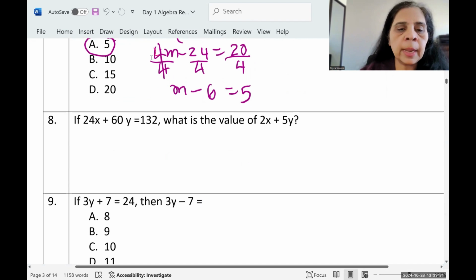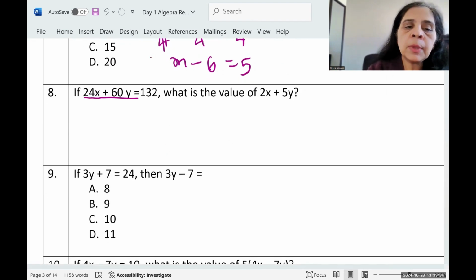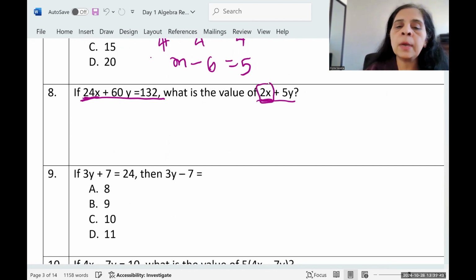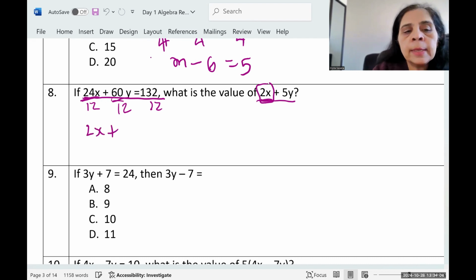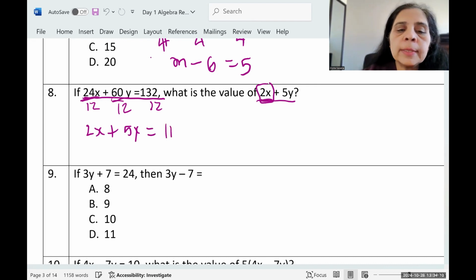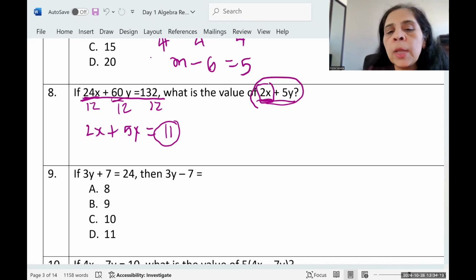All right, number 8. Same thing here. We can use the strategy given in the question. We will check here is 24 and here is 2. So I'm getting a smaller number. That means I'm dividing by something, right? So we can check 24 divided by something is 2. So I can see here 12. What about here? I can divide by 12. So I will just divide the whole equation by 12, right? So 24x divided by 12 is 2x. 60 divided by 12 is 5y, equals 132 divided by 12 is 11. And that's it. That's your answer. That's what we are looking for.